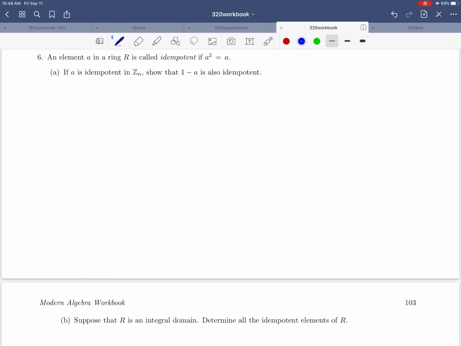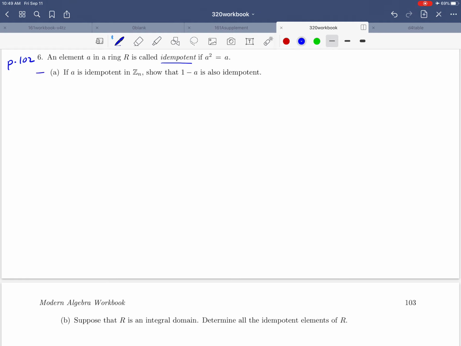Hello everybody and welcome to exercise 6 on page 102. Let's take a minute and just read this exercise together. So they're starting us off with a definition saying that an element A in a ring R is called idempotent if A squared equals A. So it's an element whose square is equal to itself.